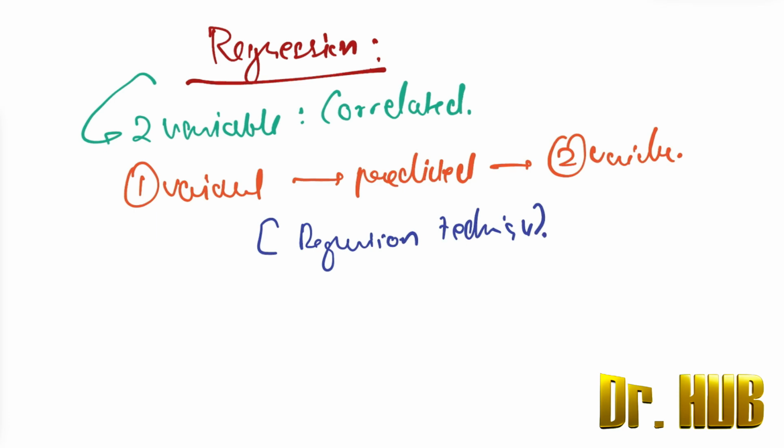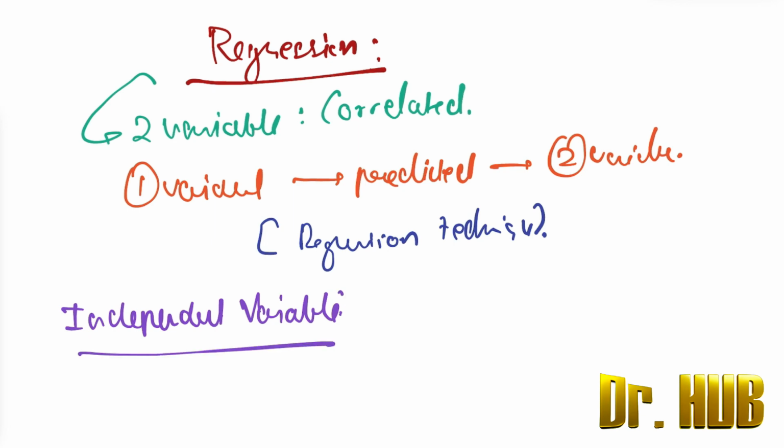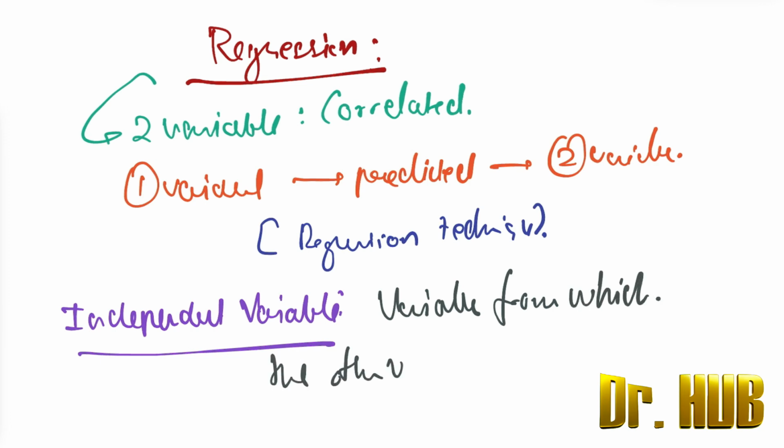So let's look at the independent variable first. The independent variable is nothing but the variable from which the other variable is calculated.